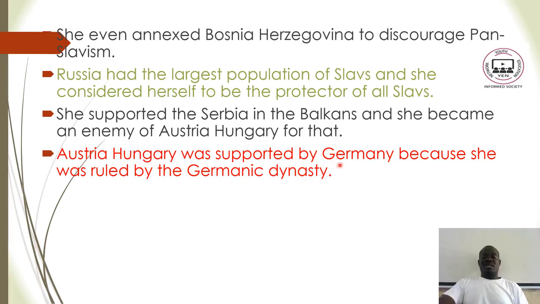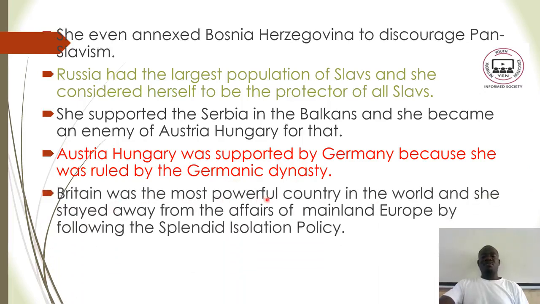Austria-Hungary was supported by Germany because she was ruled by the Germanic dynasty. So in Austria-Hungary, the rulers had German descent. They were from Germany. They were the ones who were the rulers there. So Germany was supporting Austria-Hungary because she took it that the people ruling Austria-Hungary are the Germans. Why should we hate Austria-Hungary? Because the rulers, the owners of Austria-Hungary and Germany, are just the same. So Germany supported Austria-Hungary, saying yes, Austria-Hungary is right. No breakup in the Balkans.